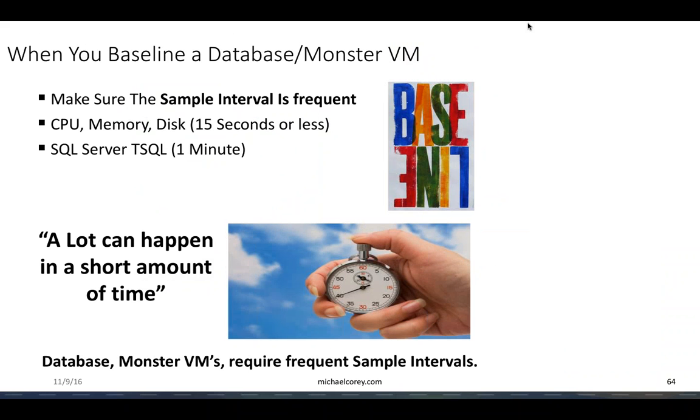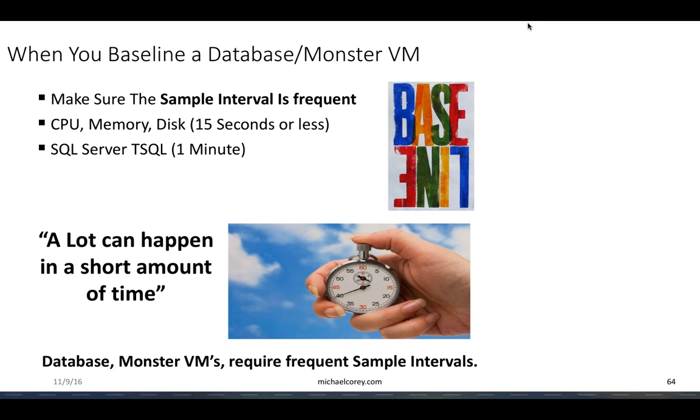When you baseline a database or a Monster VM, you want to use really short interval frequency, 15 seconds or less. T-SQL 1 minute or less. Monster VMs, the smaller the sample, the better off you are. A lot of packages that do baseline look every 30 minutes or every hour, and what they do is they smooth out those valleys, which really underestimates the number of licenses you need.